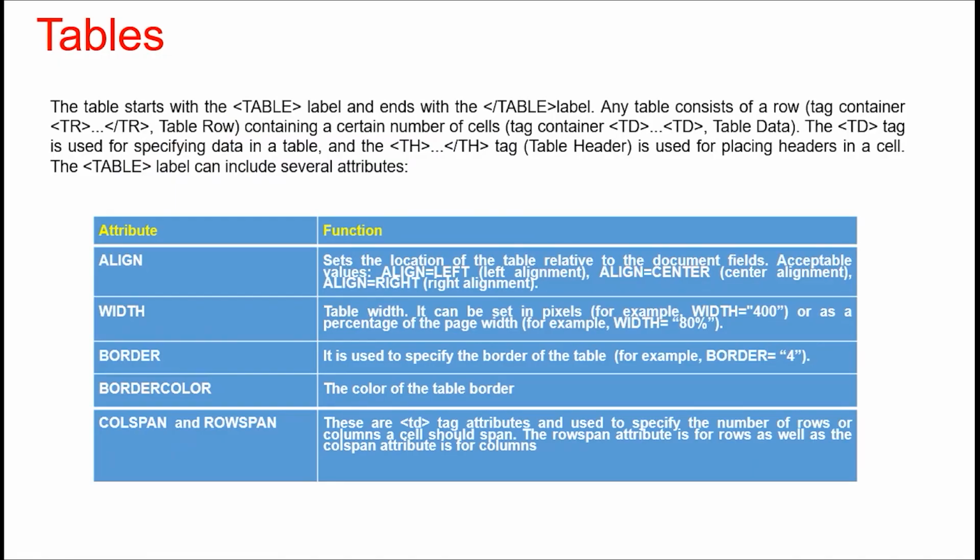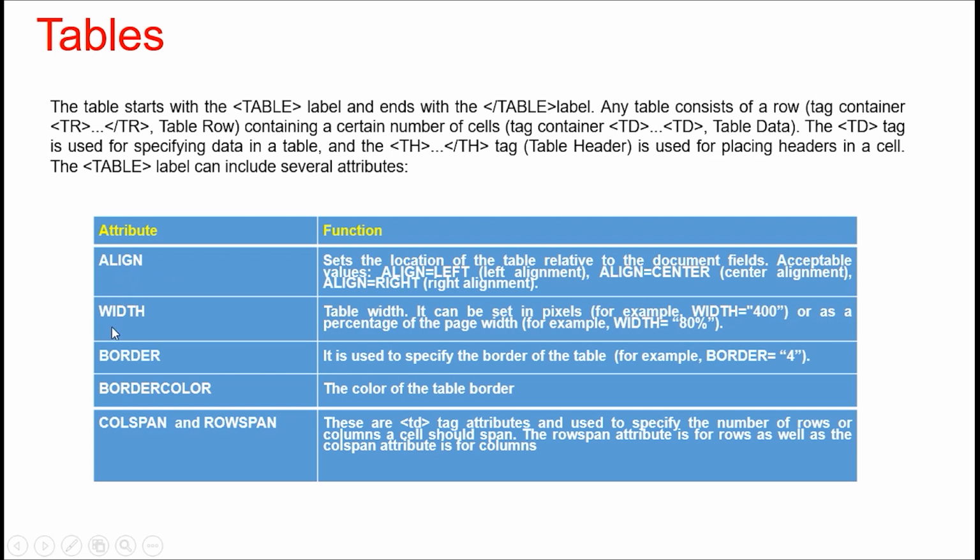The next is table. Table tag is the main tag. Any table consists of a row. TR tag is used. The row contains a certain number of cells. TD tag is used for specifying data in a table, and the TH tag is used for placing headers in a cell. The table tag can include several attributes.